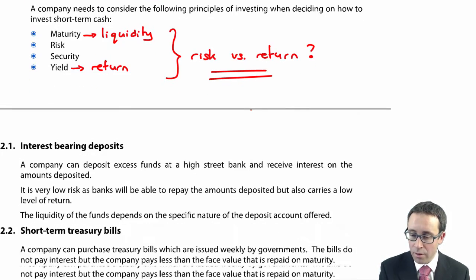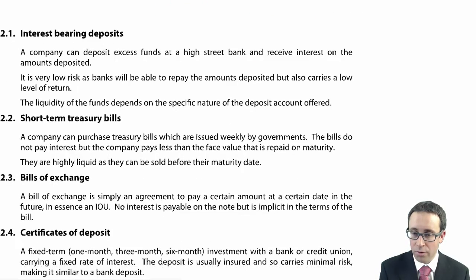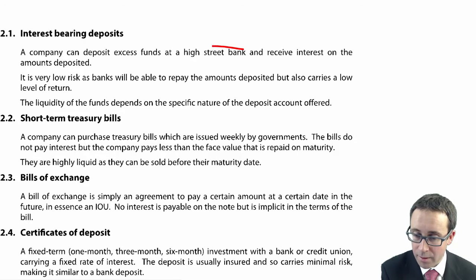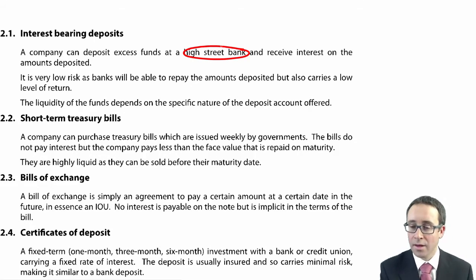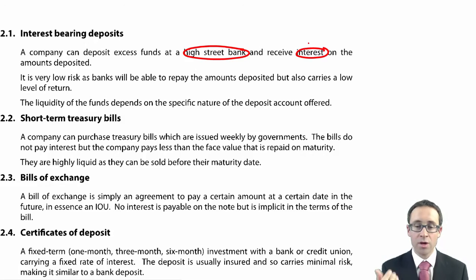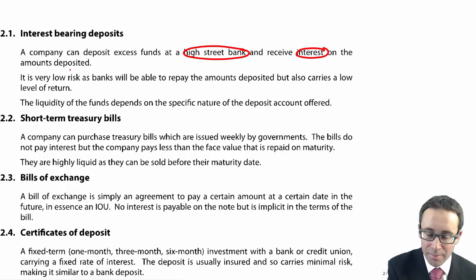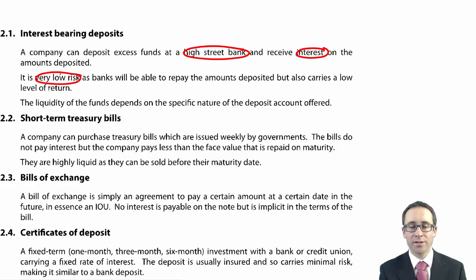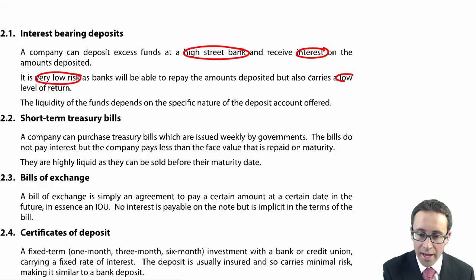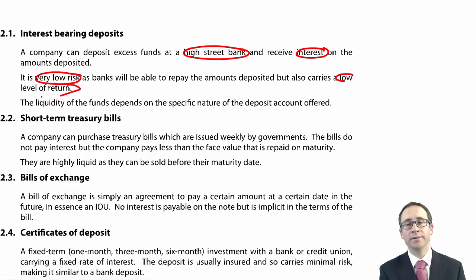So what have we got? What are the ways in which we can go through and make our investments? First one that you've got there are your interest-bearing deposits. Okay. Essentially, you take your money and go to the bank. You receive interest on the money that you have deposited. As it is a bank, it is very low risk. You will expect to receive that cash. But as it's low risk, it is also a low level of return.